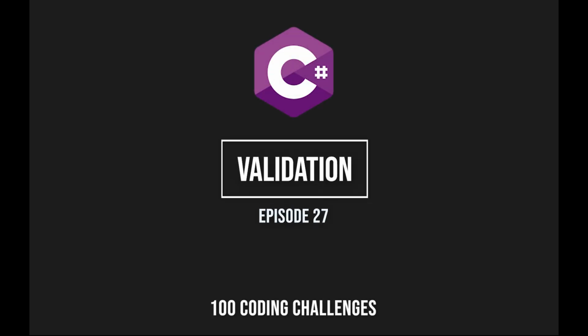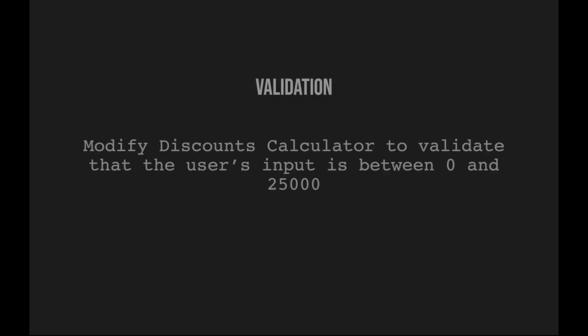This is episode 27 and it's called validation. In this challenge, we're going to be taking a program that we've already created before in episode 19 and adding validation to that. We want to check if input that the user inserts is between the value 0 and 25,000, and if it isn't, we want to output back to the user that the value should be between that range.